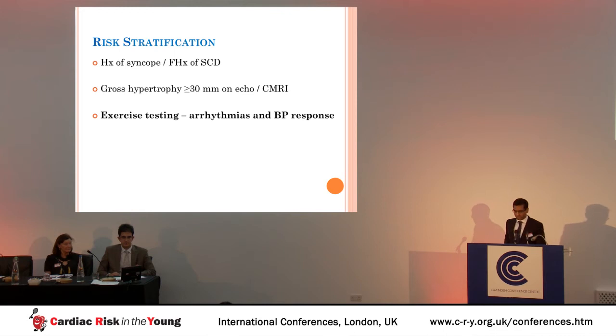So moving on to risk stratification, I've already mentioned that a history of syncope, a family history of sudden death, and gross hypertrophy on imaging may be risk factors. We then go on to perform exercise testing, and this is predominantly to look for the patient's blood pressure response.